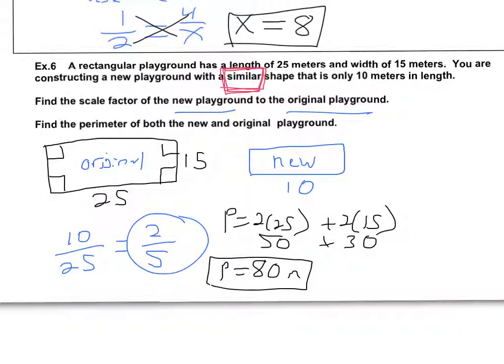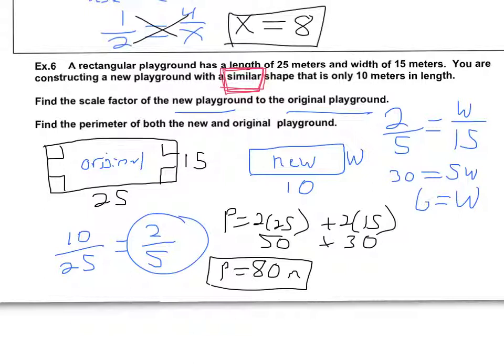So let's call the other side x, or w maybe for width, and set up a proportion to solve this. So I'm going to say 25 over 10. Oh, actually, instead of doing that, let's use the scale factor. Let's use 2 over 5. It's already reduced. That'll save us a little bit of time. So 2 over 5, and that's going to equal w over 15, or x over 15. Cross multiply, you get 30 and 5w. Divide, and we realize the width is 6.